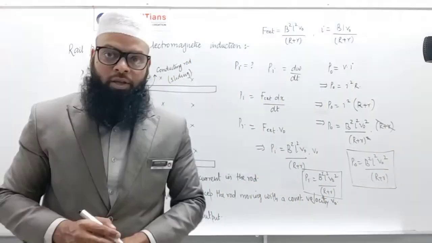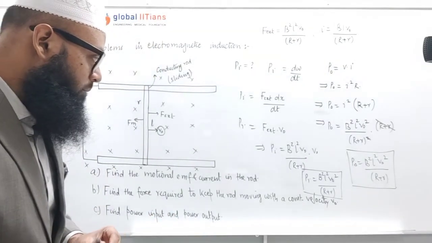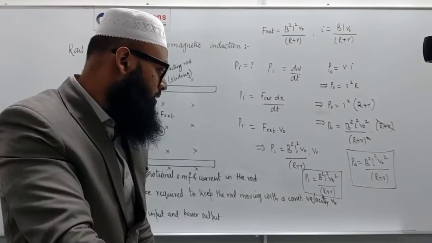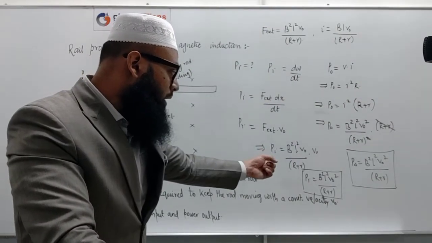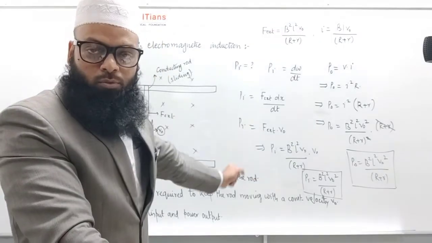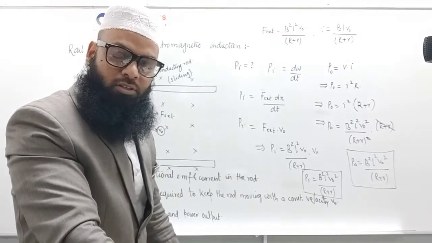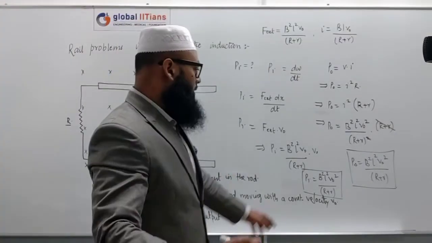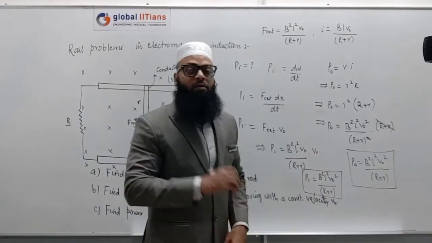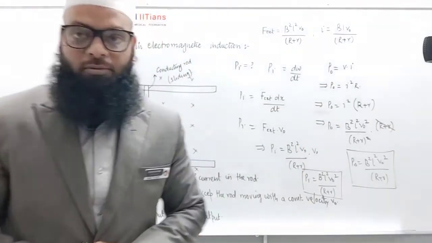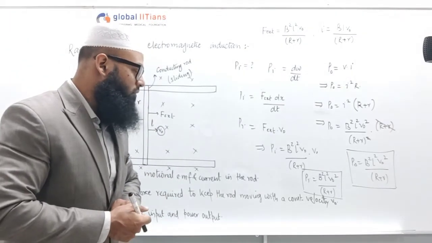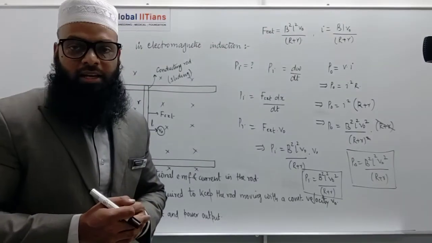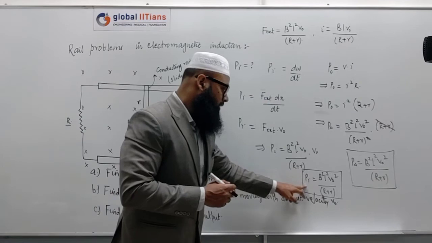Clear? Interestingly, the value of power input and power output are coming out to be the same: B square L square V naught square upon (R plus r). Although we have calculated power input using the external force formula, the work done per unit time formula, because that external force is the one responsible for bringing about that change. And power output we are obtaining by using the power dissipated about the resistor. So both the different formulas we have used, and still we are getting the same values, which is a very ideal case. In the ideal case, the power input is equal to power output.